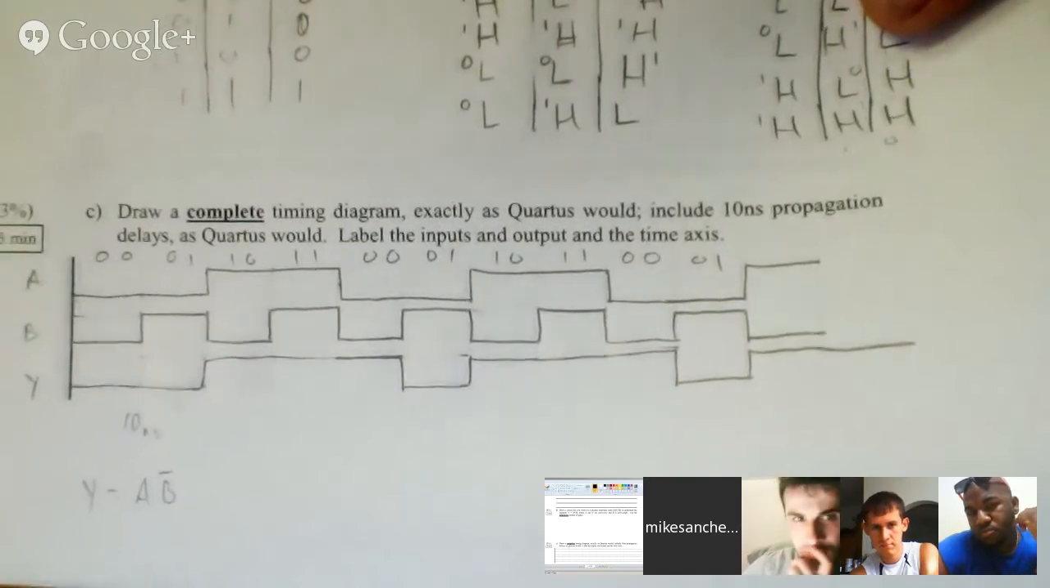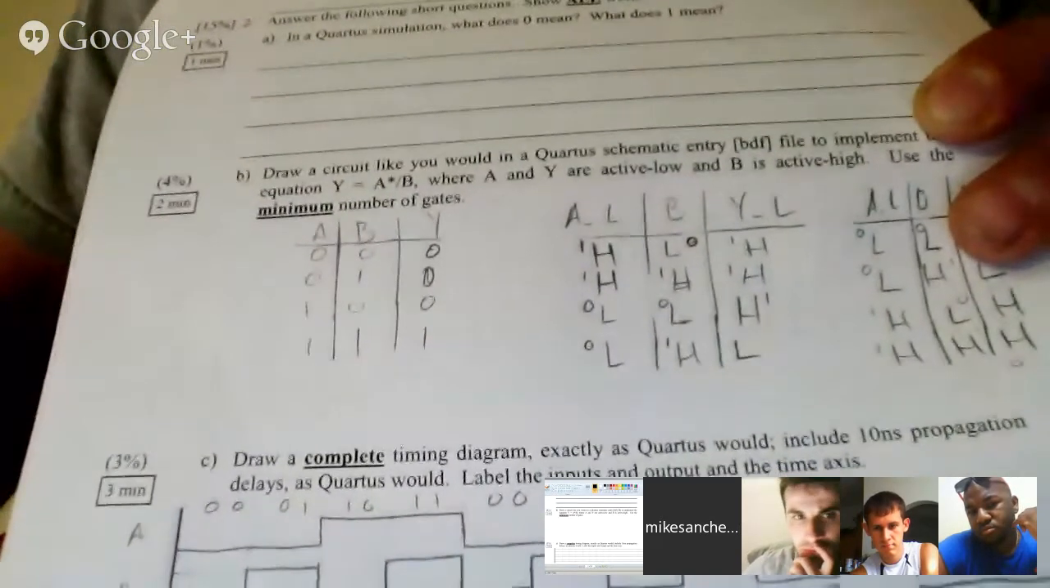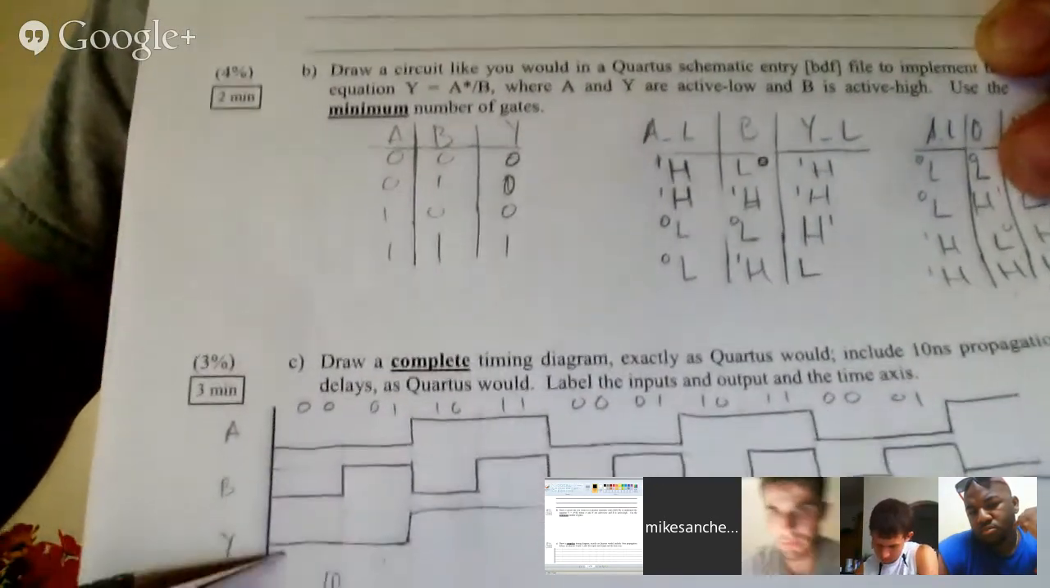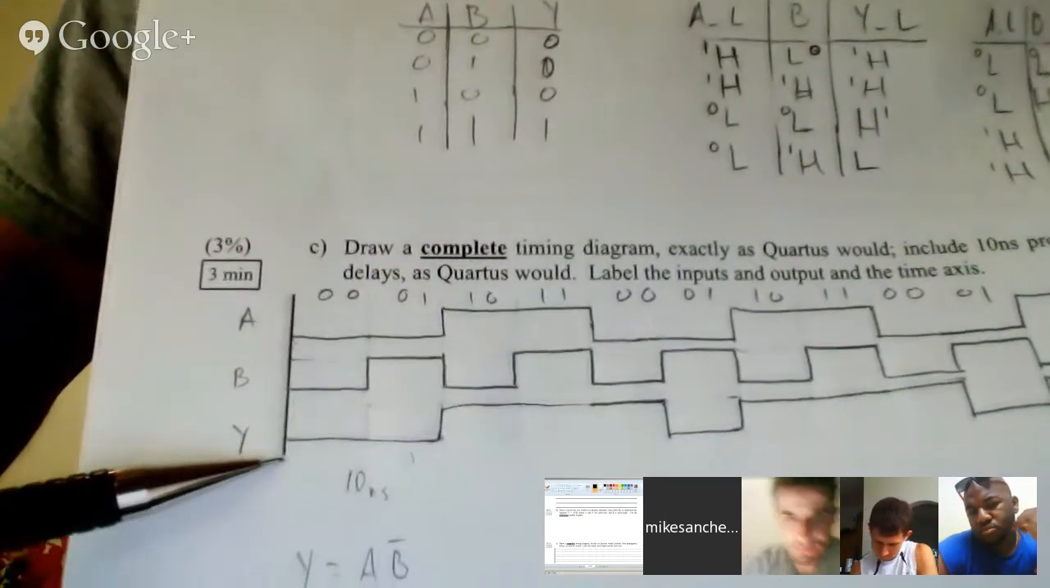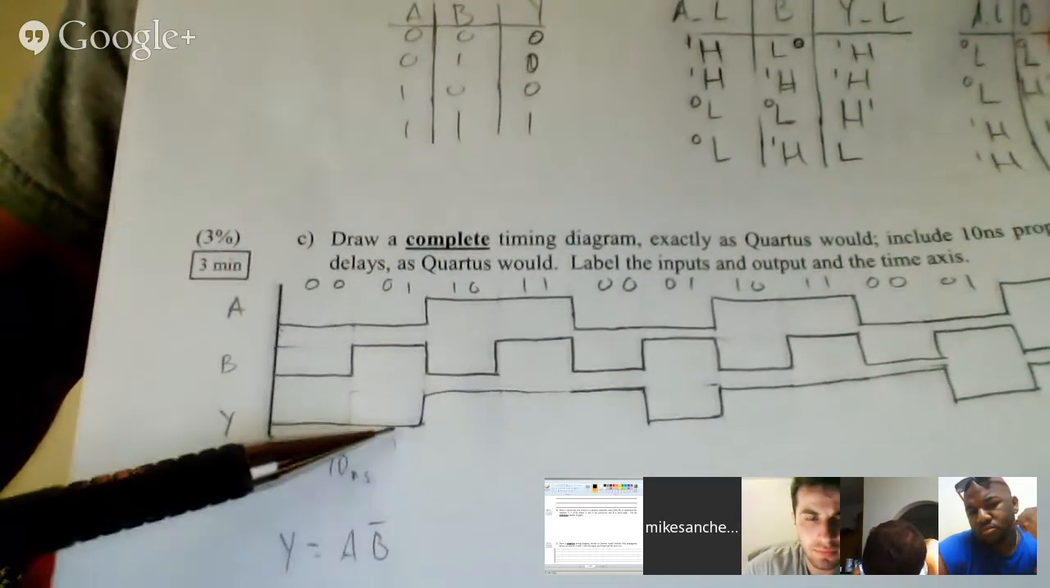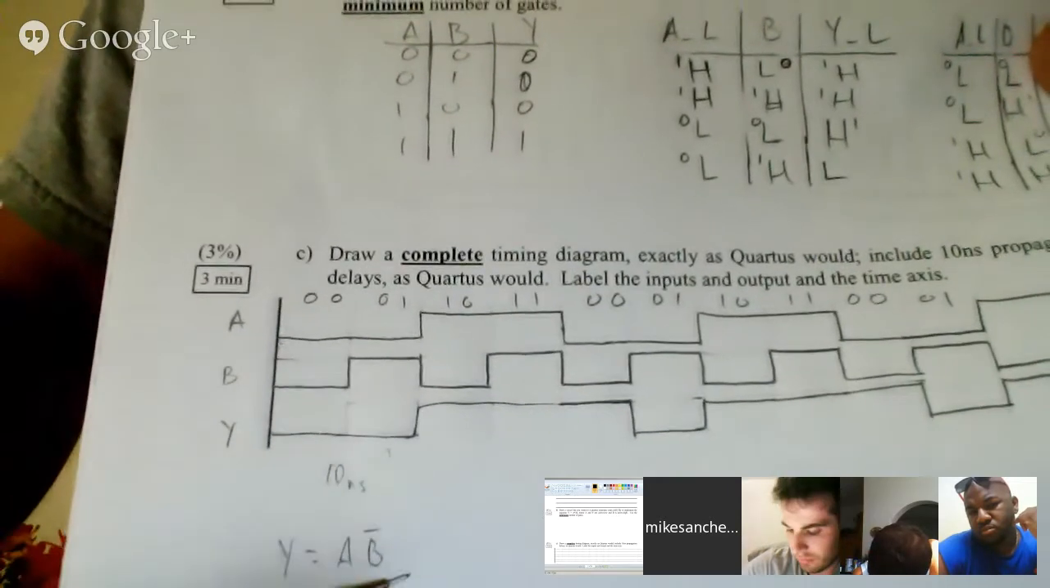Can you point exactly which point you mean? Okay, this is 0, 0. That's the propagation delay right there on the output. Do you see that? Raise it. There you go. And now right here in Quartus, it gives me another low where it should be a high, because it's low, low, high.